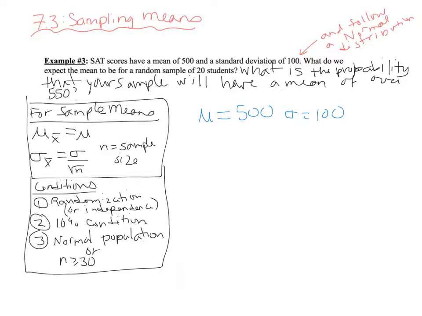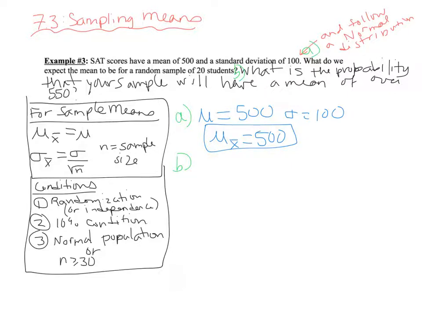Actually, this one's really nice. What we expect the mean to be for a sample, our sample mean, would just be the same thing as your regular mean. So that question is not that involved, which is why I added the second question. I asked you, what is the probability that your sample will have a mean of over 550? I'm going to call these A and B. The first thing was A, and the second question is B. This one's a little bit more involved.